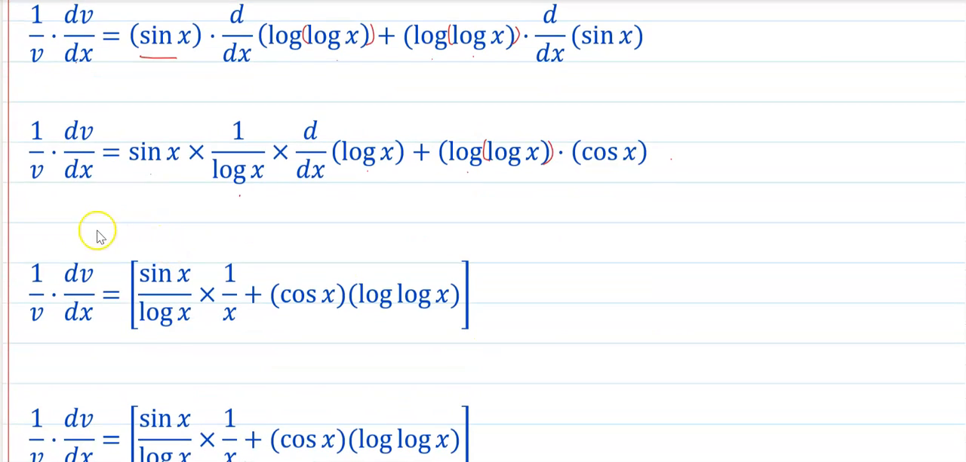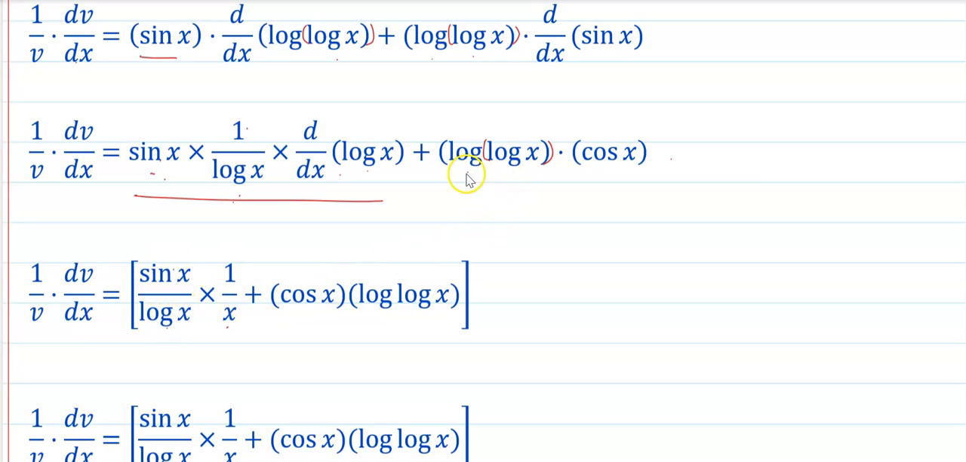Now the next, 1 upon v dv by dx. This is the sin x. Derivative of log of x is 1 upon x. Sin x into 1 upon log x into 1 upon x, that is sin x upon log x. Derivative of log of x is 1 upon x. Therefore, multiplication of all these is sin of x upon log x into 1 upon x.